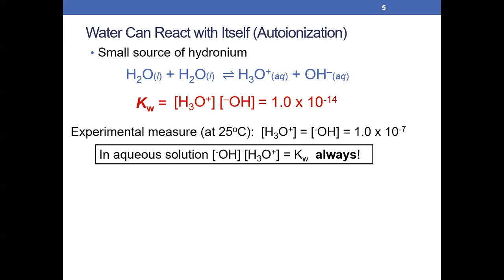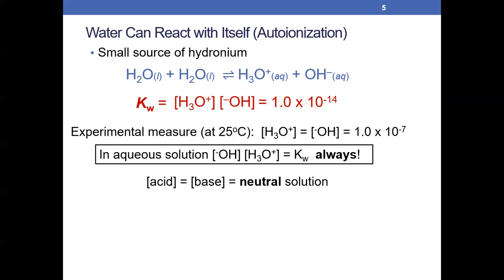While this number may change if we are at a different temperature, the relationship between hydroxide and hydronium is always going to be consistent. So again, this autoionization of water is based on the equilibrium that exists. This is the equilibrium constant that we've been talking about. In this case, it's specific to water, but this relationship remains constant when we're talking about the equilibrium of water.